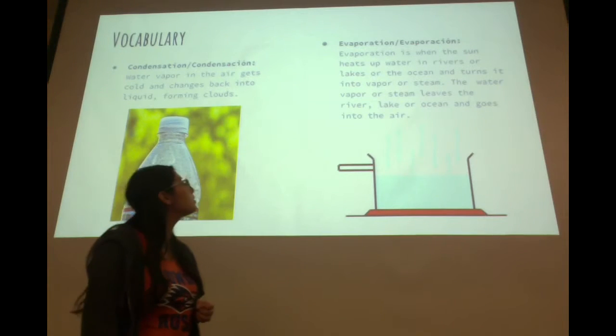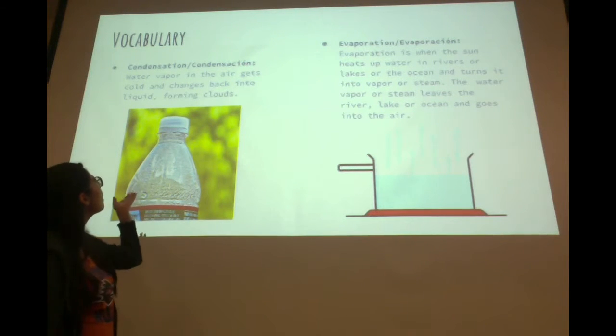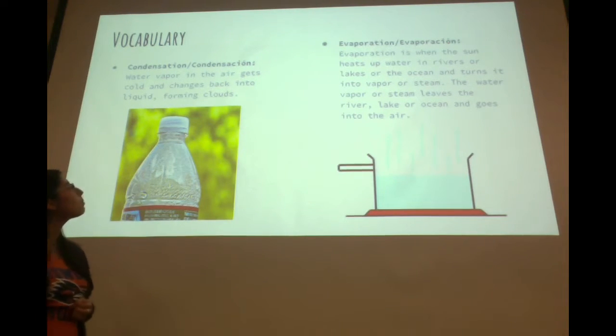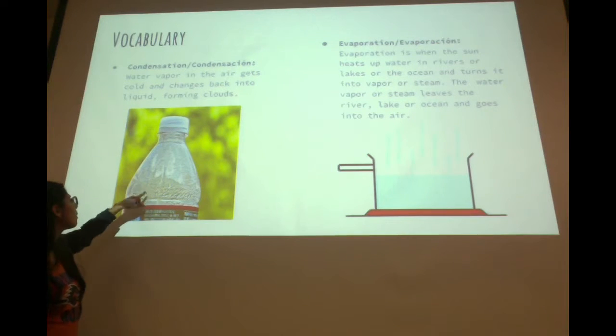Okay, class, so let's review some of the steps that we saw in the video of the water cycle. So the first one was condensation. So it's water vapor in the air. It gets cold and changes back into liquid, forming clouds. So as you can see in the water bottle, there's little water droplets that are in there.